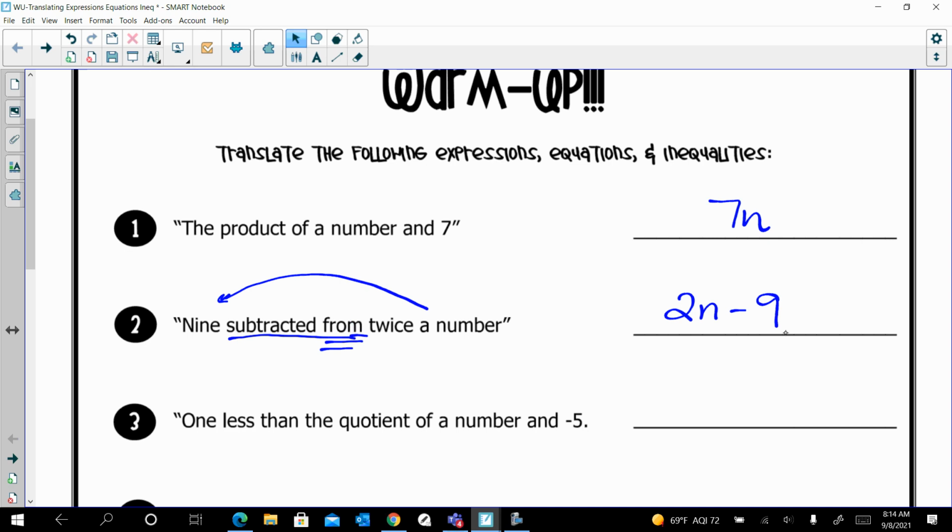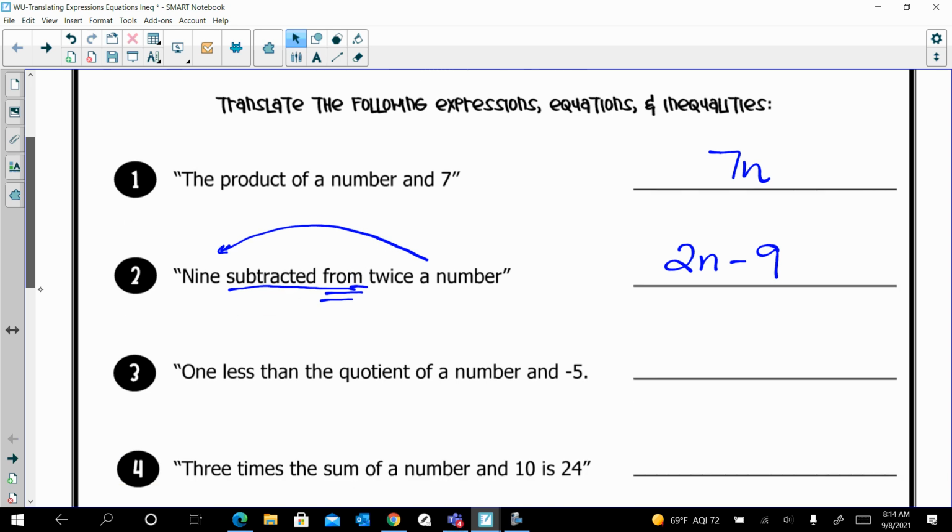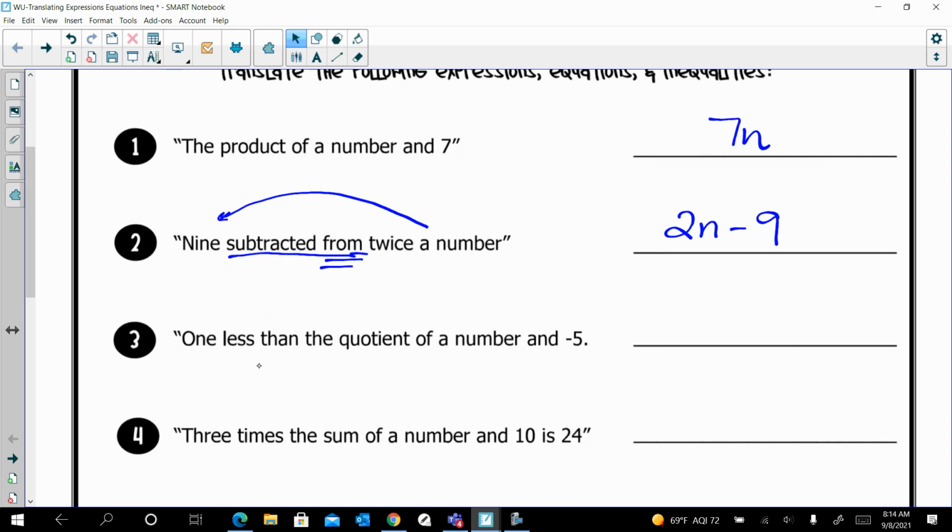Okay, so check it or correct it. On number 3, again, we had less than. And when I see the word then, or if I see from, that is a turnaround word. So I'm taking this back part and putting it to the front. The quotient of a number and -5, quotient is division. So this would be n over -5. Then 1 less than, that would be -1.